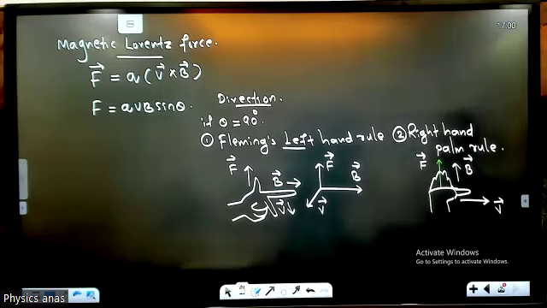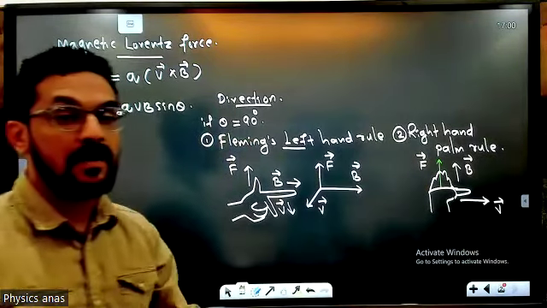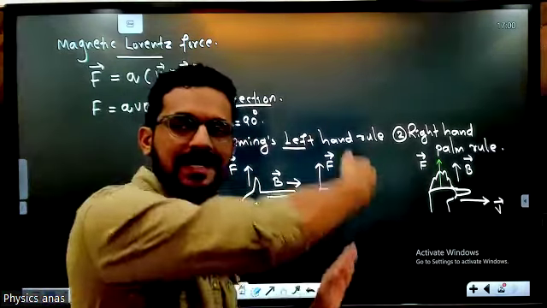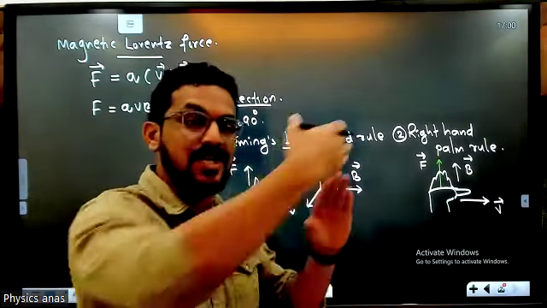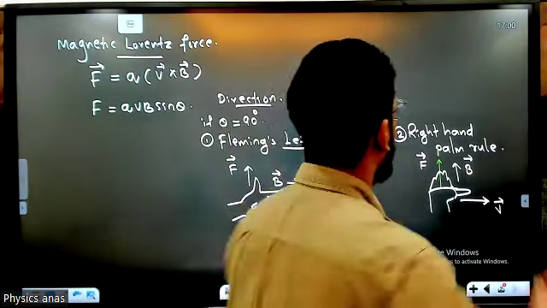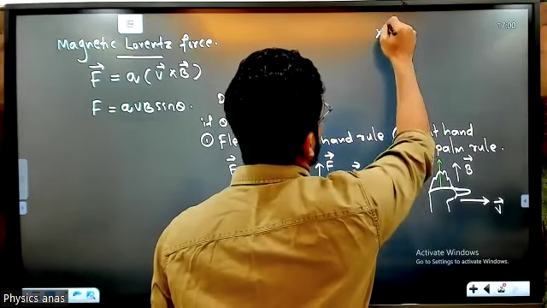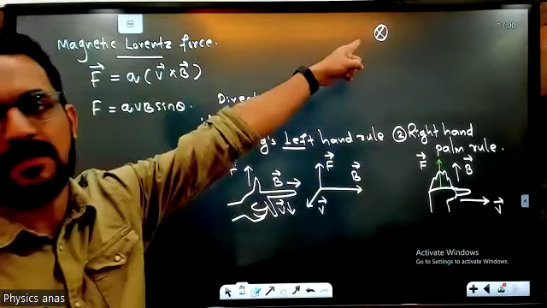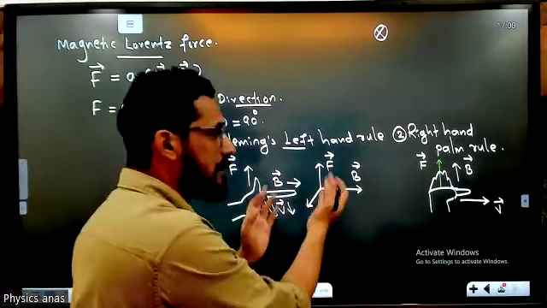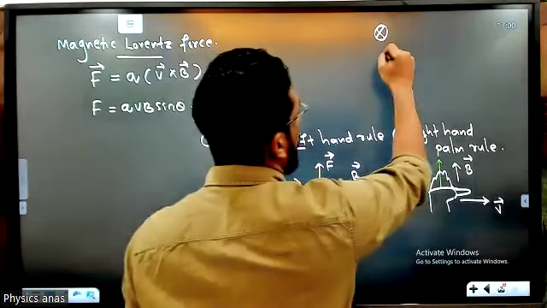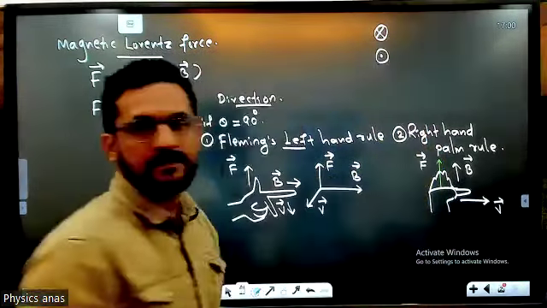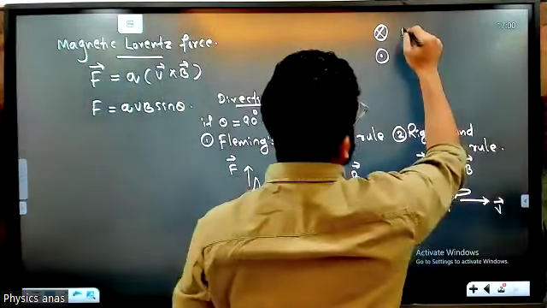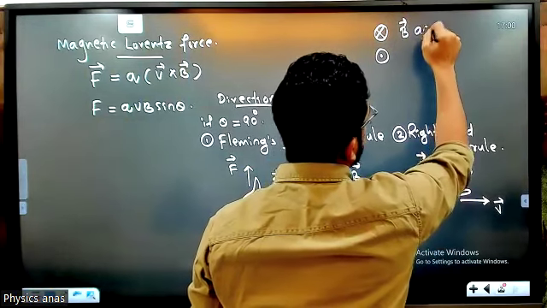Then there is one thing. If the magnetic field is acting into the paper, you can represent that with a cross. If magnetic field is coming out of the paper, you can mark that with a dot. Now this is a cross. A cross is magnetic field acting inwards.